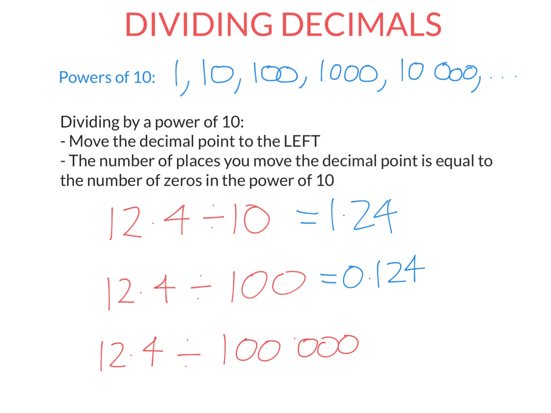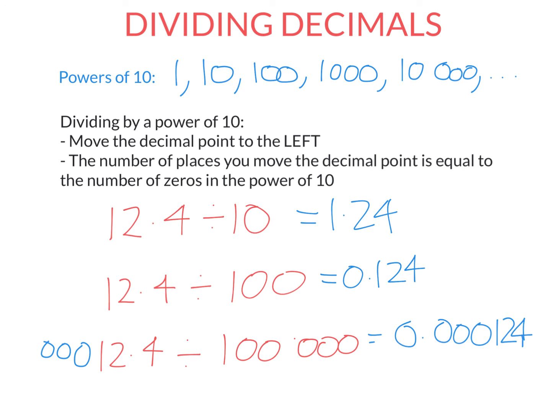So what about 12.4 divided by 100,000? Well, this is a power of 10, so I just move the decimal point left. How many places? Well, I'm going to move the decimal point 5 spots to the left because there are 5 zeros. But there's a bit of a problem. If I move the decimal point 2 spots to the left, I'm out of numbers. What I have to do is keep putting zeros on the front. So now I move the decimal point 1, 2, 3, 4, 5 spots. The decimal point goes here. So this is actually equal to 0.000124, a very small number.